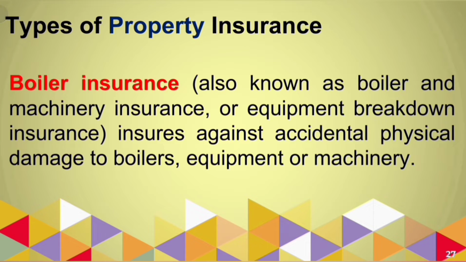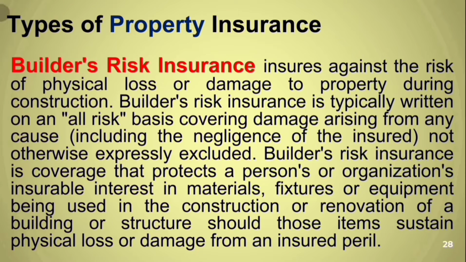Types of property insurance. Boiler insurance, also known as boiler and machinery insurance, or equipment breakdown insurance, insures against accidental physical damage to boilers, equipment, or machinery. Types of property insurance. Builder's risk insurance insures against the risk of physical loss or damage to property during construction. Builder's risk insurance is typically written on an all-risk basis covering damage arising from any cause, including the negligence of the insured, not otherwise expressly excluded.